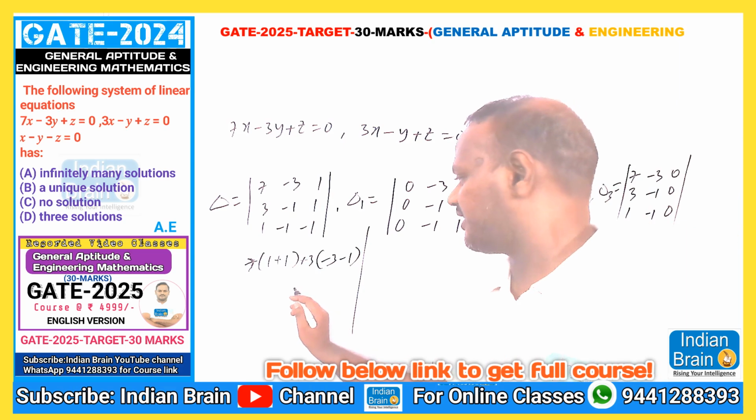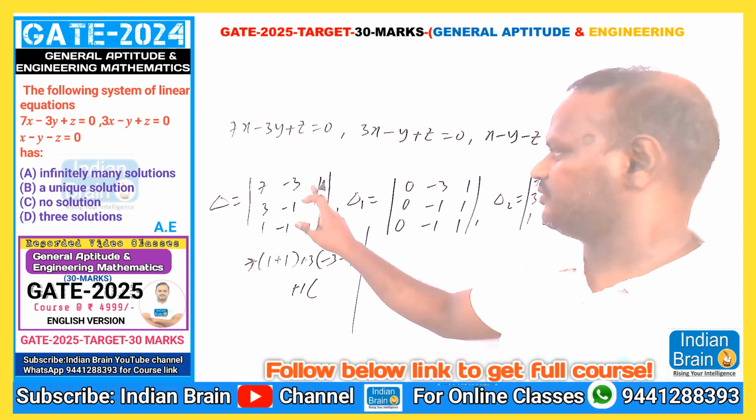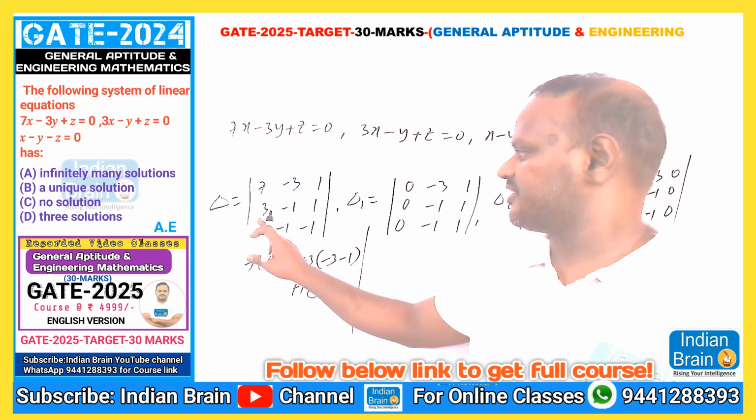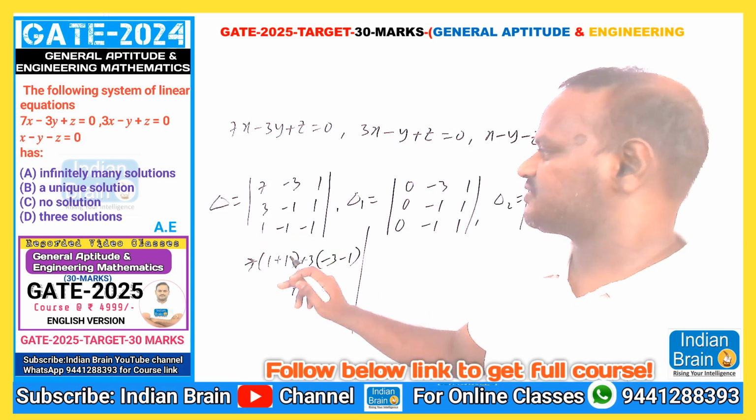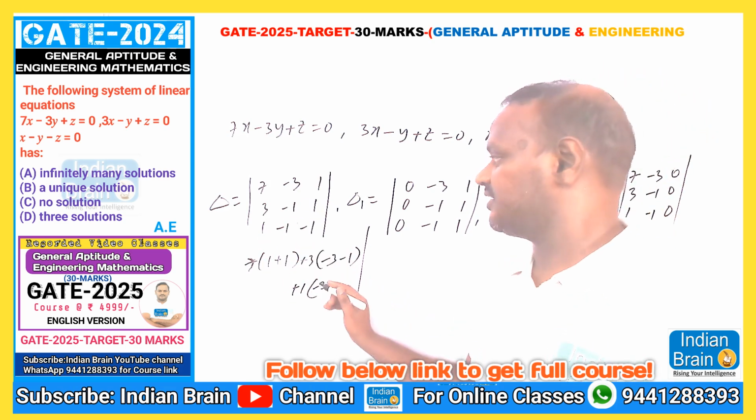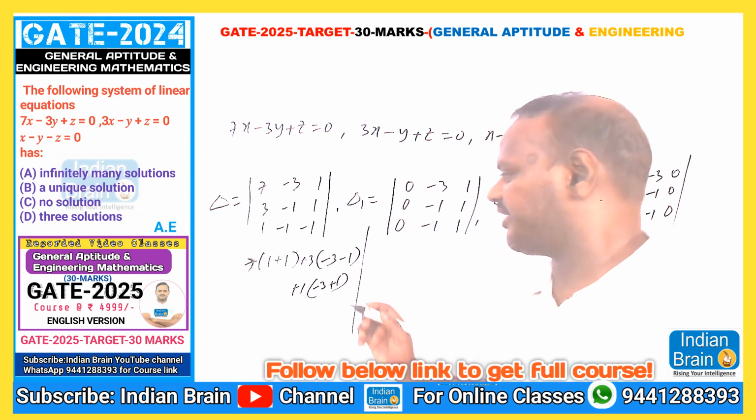Now the next one, the last one is what? 1 into. We'll eliminate this one. 3 into minus 1 is minus 3. 1 into minus 1, minus of minus, AD minus BC. So plus 1. I think you get the command, right?